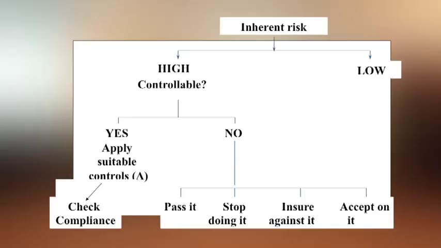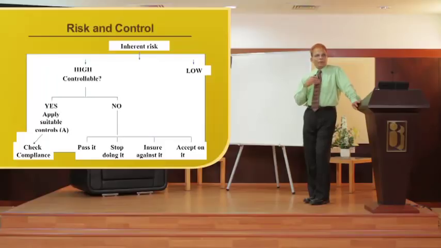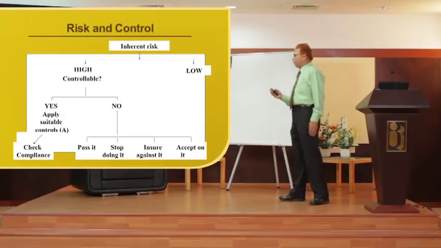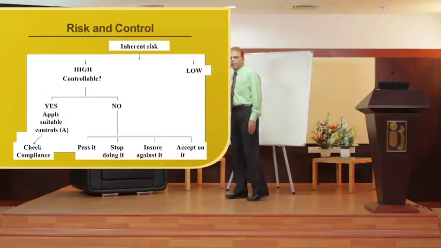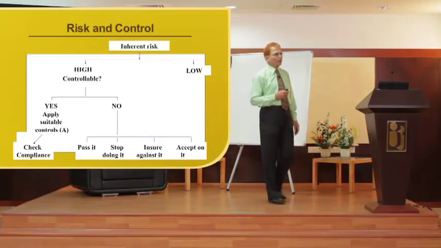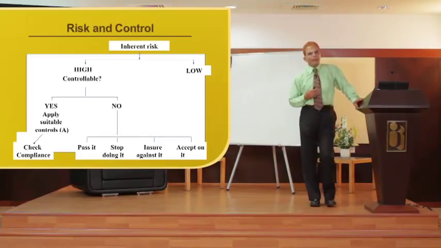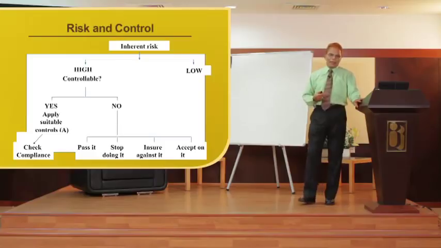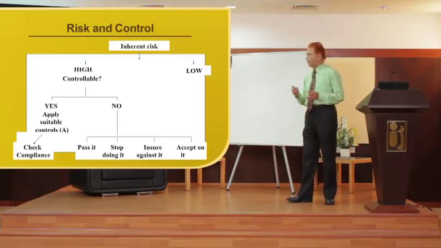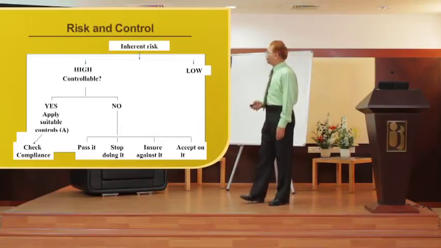If your answer to the question whether the risk is controllable is no, then the organization is left with options: pass it on, transfer this risk, or, the ultimate, not do this activity, or if possible insure against the kind of risk the organization is facing. If the activity is very critical for the survival of the organization, then you have to accept that kind of risk, though it is highly uncontrollable.